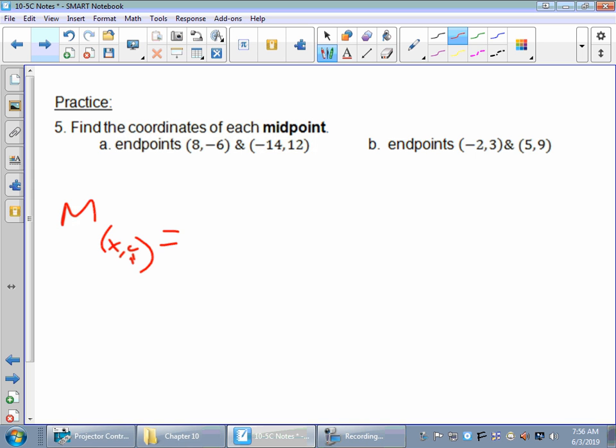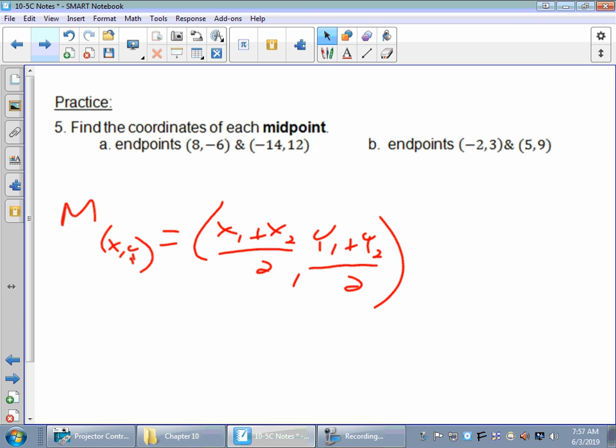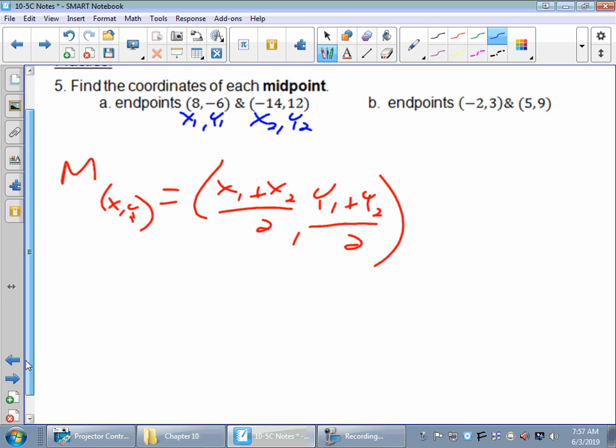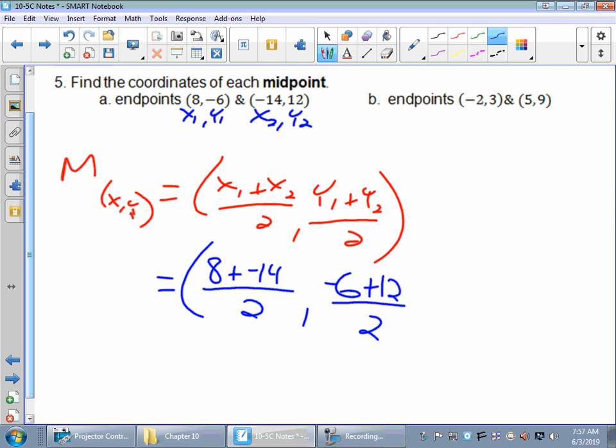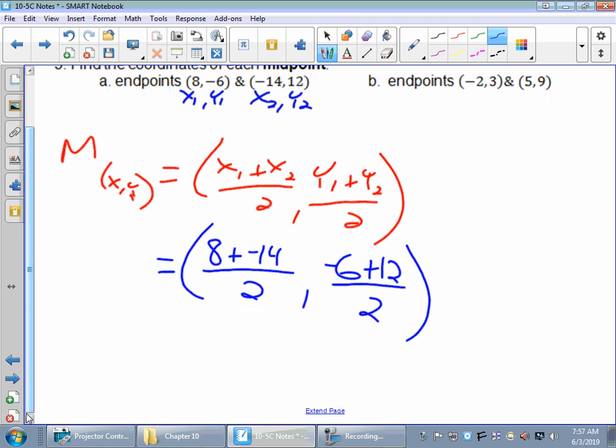So in this case, we're going to use this one, x1 plus x2 divided by 2, and then the y coordinate, y1 plus y2 divided by 2. What are my coordinates? Again, up here, this is my x1, y1 for my first point, and here's my x, y of my second point. So I can plug those in and solve. So here, my x's, I'm going to go 8 plus a negative 14 divided by 2, and then my y's, negative 6 plus 12 divided by 2. And together, that should give me an ordered pair with a midpoint.